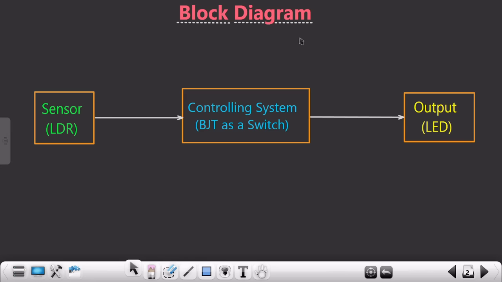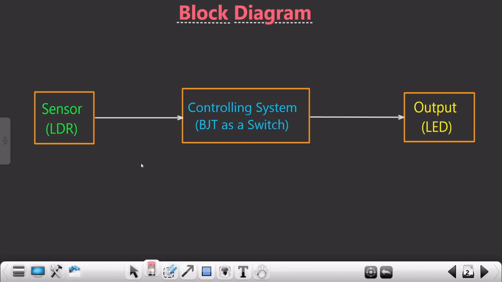As you can see, this is the block diagram of our project, and it consists of three important components: one sensor, one controlling system, and one output. The sensor that we are going to use for this project is the LDR. We are going to see what exactly this LDR is. The controlling system is made up of a single BJT, or bipolar junction transistor, and we are using the BJT as a switch. Depending upon the state of the BJT, either on or off, the output is displayed with the help of a light emitting diode, or LED.